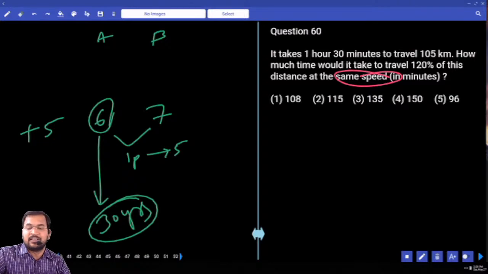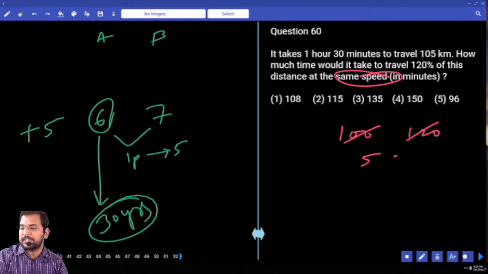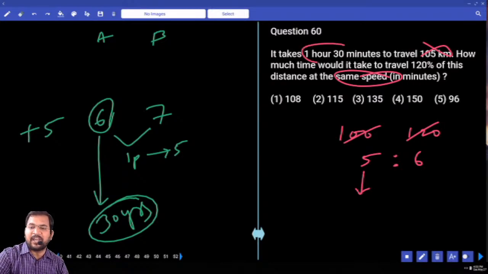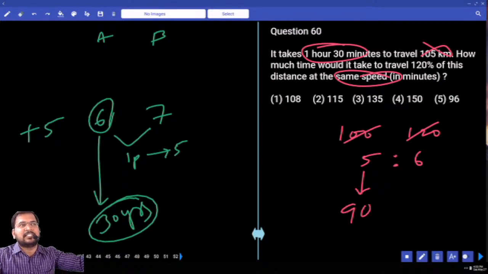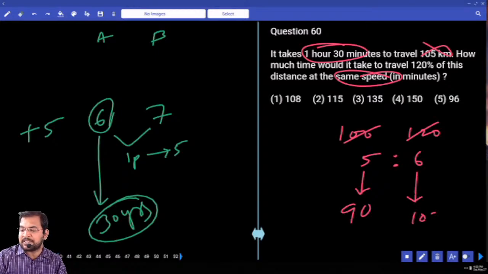Are you clear? Now look here, all of you. Original distance is 100%, just assume. New distance is 120%. The original distance is 5 parts, new distance is 6 parts. No need to take 105 kilometers. To travel 5 parts of distance, it will take 90 minutes. 1 hour 30 minutes is nothing but 90 minutes. 5 parts is 90 minutes, 6 parts is 108 minutes. Your answer is 108 minutes.